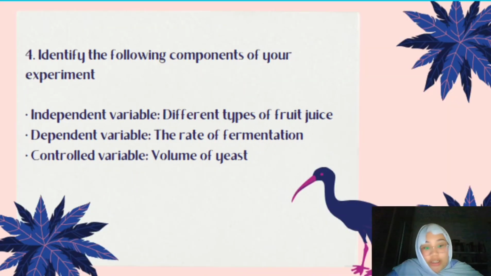The last question in part 4 is to identify the following components of your experiment. The independent variable is the different types of juices. The dependent variable is the rate of fermentation. The control variable is the volume of yeast.